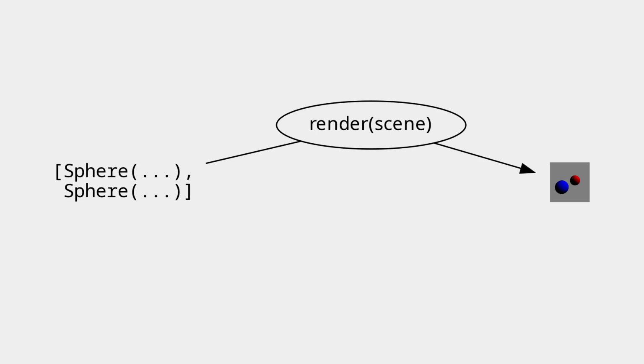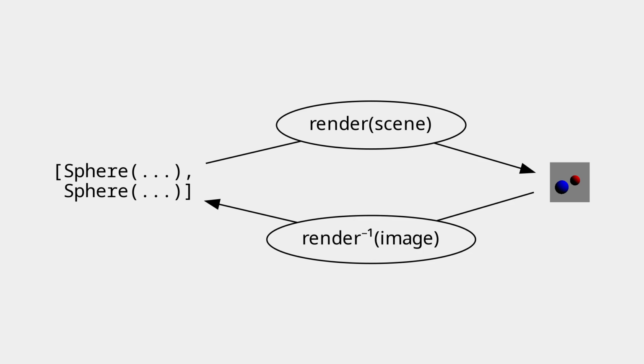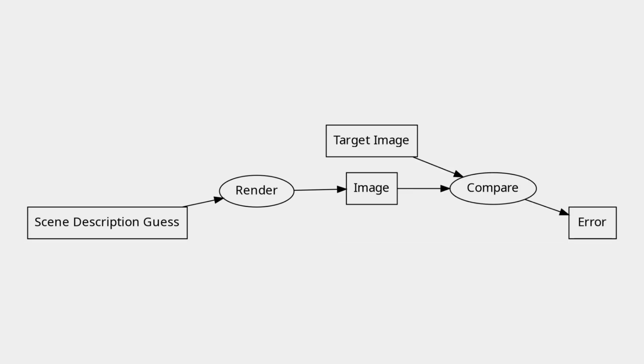One problem I personally find quite intriguing is called inverse rendering. Rendering is the process of converting a scene description to an image. The process of inverse rendering is the opposite of this. We get an image and we want to recreate the scene description from it. This problem can be formulated as a continuous optimization problem. We start with a guess of what the scene description might be and render an image from this guess. Now we compare the rendered image with the target image.